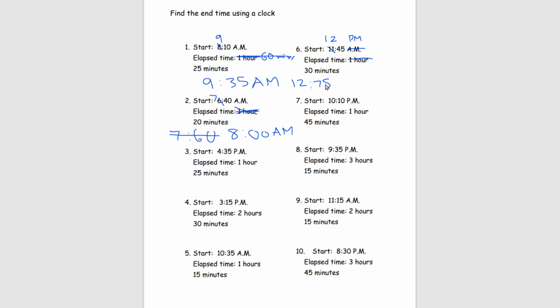And so, since we know that 60 is 1 hour, we can subtract 60 from 75, and we can add it to the 12. We know that 12 resets to 1, so as of right now we are at 1 o'clock, and we have 15 minutes left. We can add that to the 1, and then we bring down the PM, and that's our answer for number 6, 1:15.